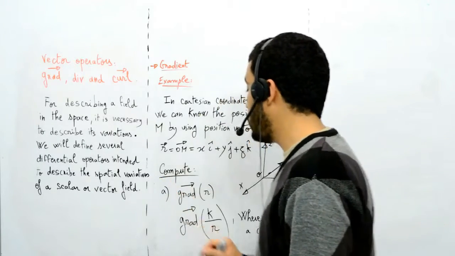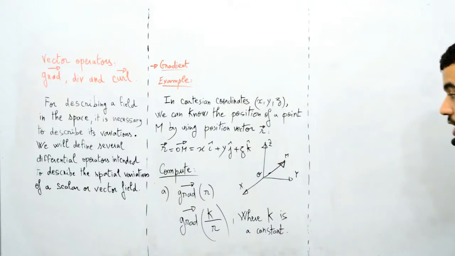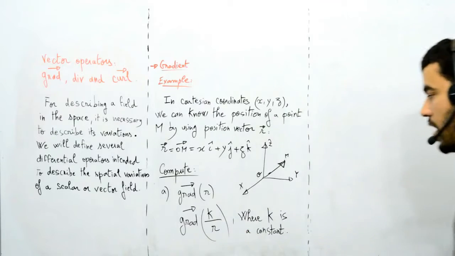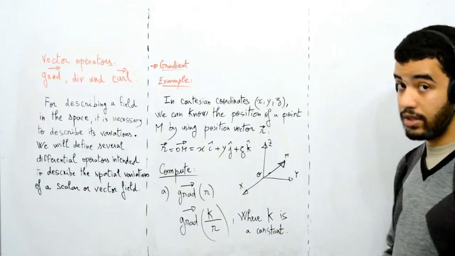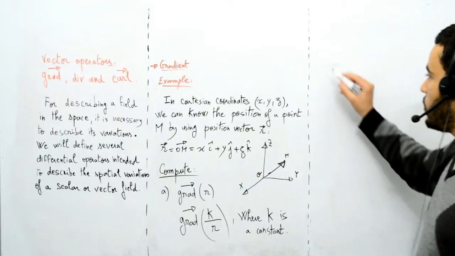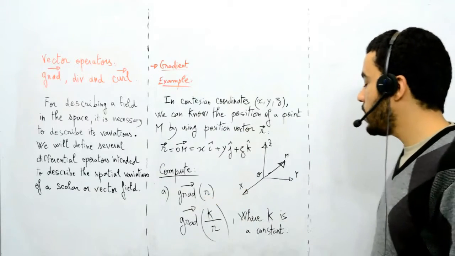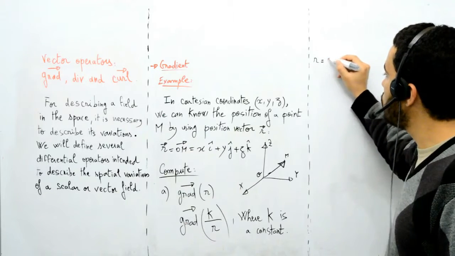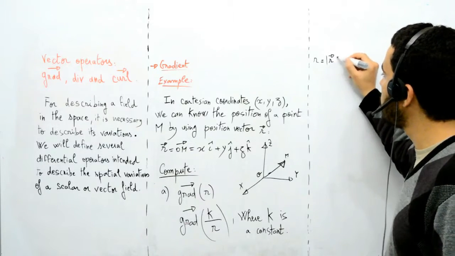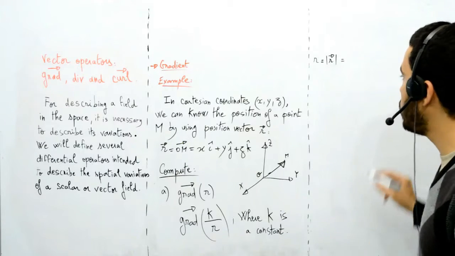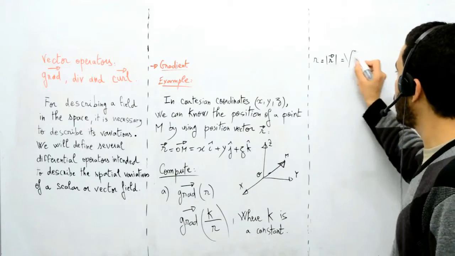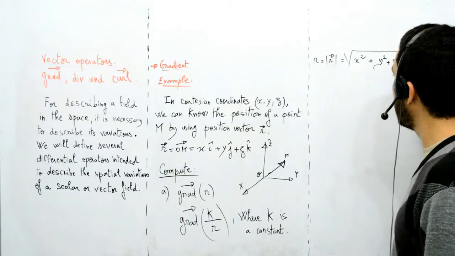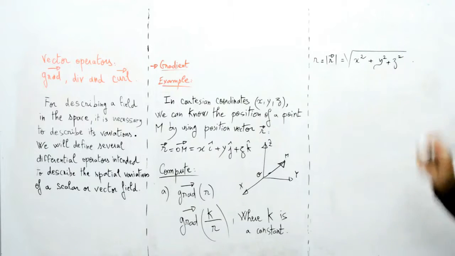Question. Compute grad of r, grad of k over r, where k is a constant. So first, r is quite simply the magnitude of my position vector r, and this magnitude is exactly the square root of x squared plus y squared plus z squared. We have already seen this.